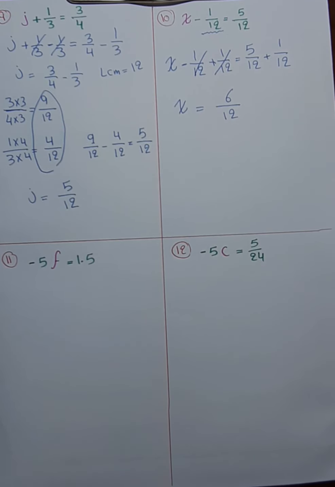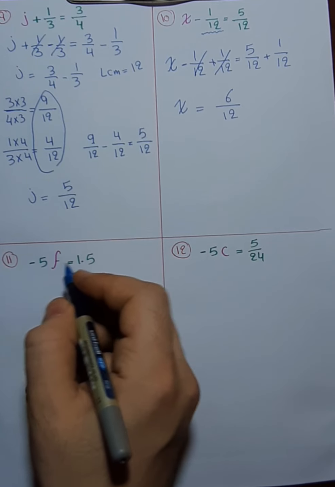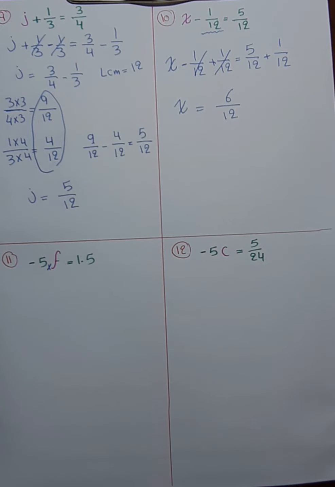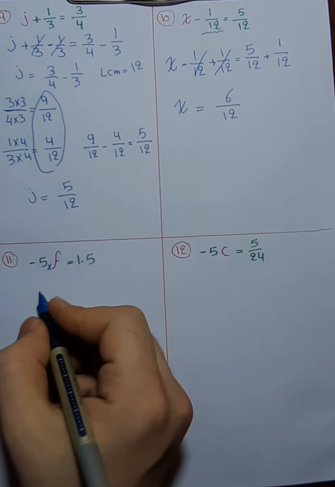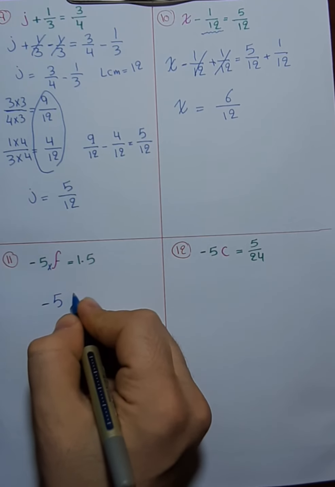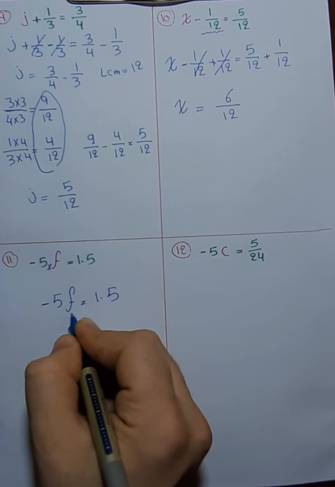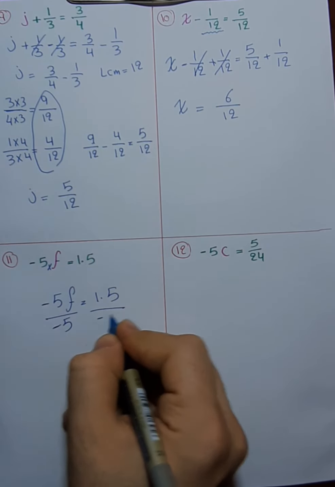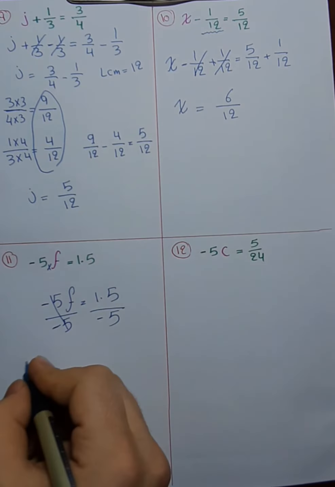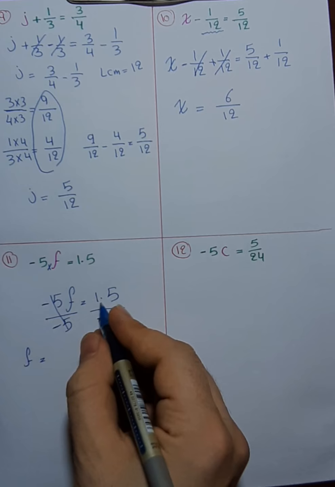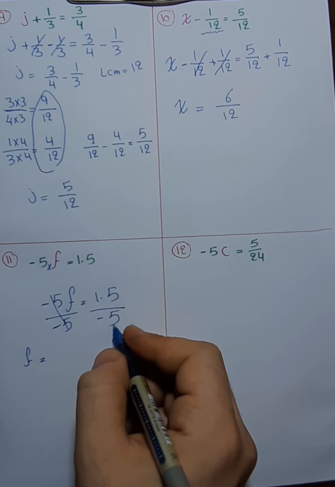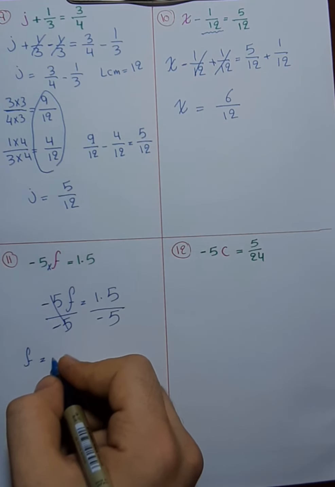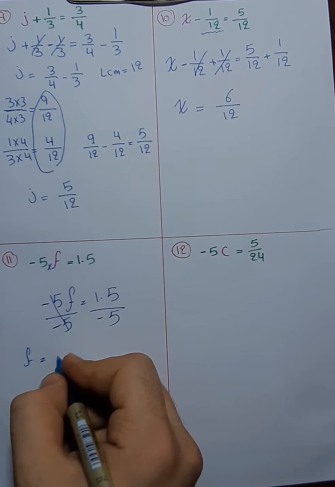Example number 11, you have negative 5f equal to 1.5. When we have multiply, we have to divide both sides by minus 5. Minus 5f equal to 1.5, divide both sides by these numbers, minus 5, minus 5. These two numbers are reduced. F equal to 1.5 divided by 5. When we have two different signs, the quotient will be negative.